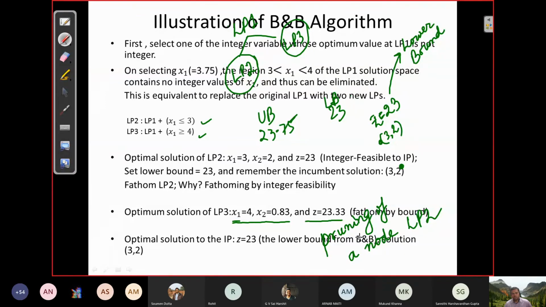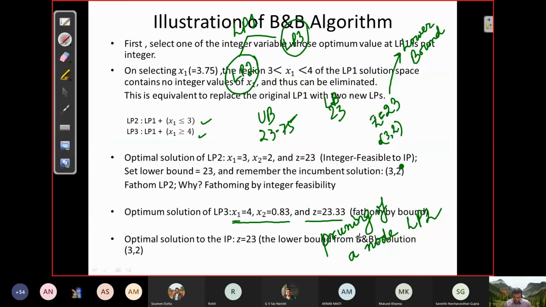Another case by which you can fathom a node is by infeasibility. Suppose you get a subproblem which is infeasible. Okay, that means there is no feasible point. So then that node, that LP, is automatically pruned, automatically fathomed by infeasibility. So there are three cases. One is fathoming by integer feasibility. Second one is fathoming by bound, right? And the third one is fathoming by infeasibility.